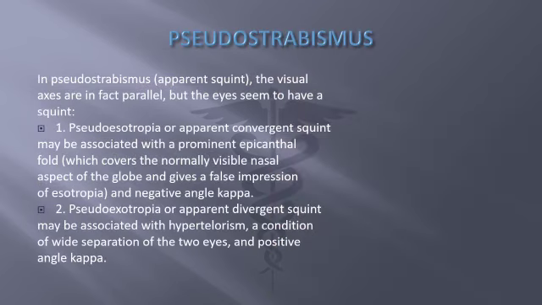So now comes the pseudostrabismus. A pseudostrabismus, or an apparent squint, as its name implies, is a false squint. It is actually not a squint, but it looks like a person has a squint. So it is a type of squint where the visual axes are in fact parallel, but the eyes seem to have squint. We can further divide the pseudostrabismus into pseudo-esotropia and pseudo-exotropia.